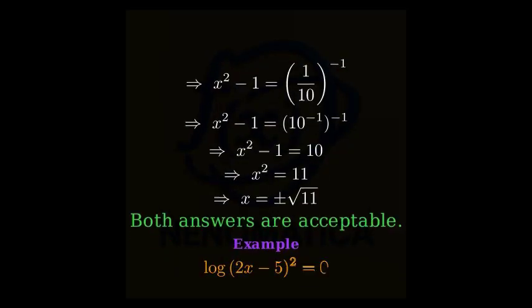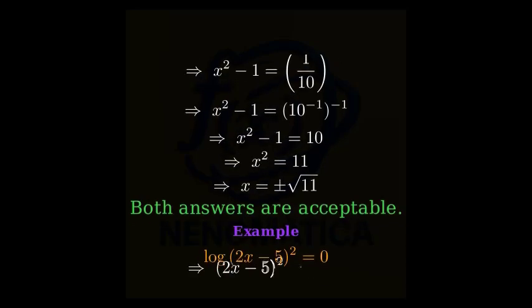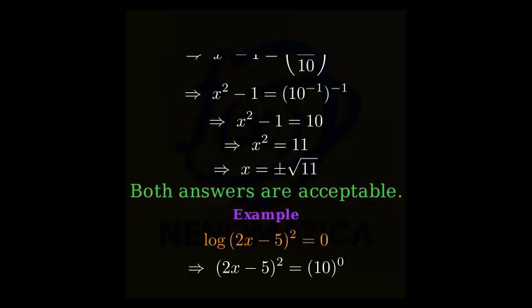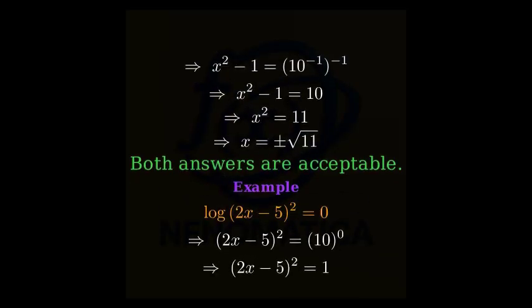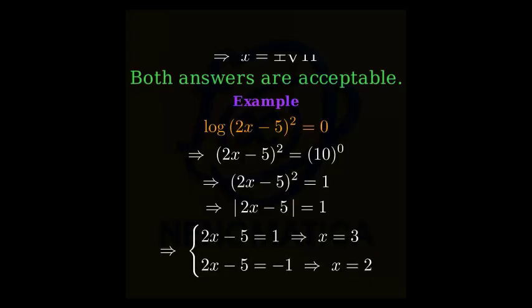Example. Second problem. Log of (2x minus 5) squared equals 0. Step 1. Convert to exponential form with base 10. Step 2. 10 to the 0 is 1. Step 3. Take the square root of both sides. The left becomes an absolute value. Step 4. Split the absolute value equation into two linear cases and solve. Therefore, the solution set is 2 and 3.